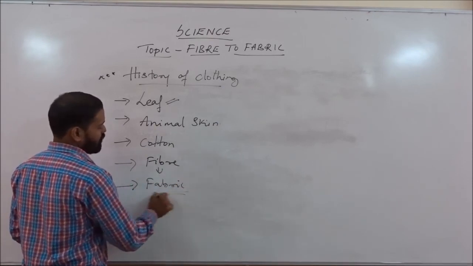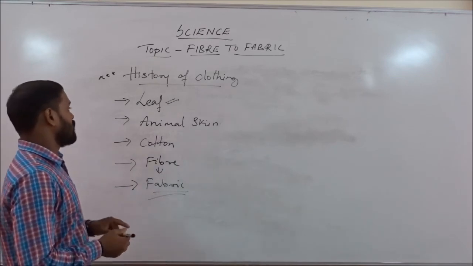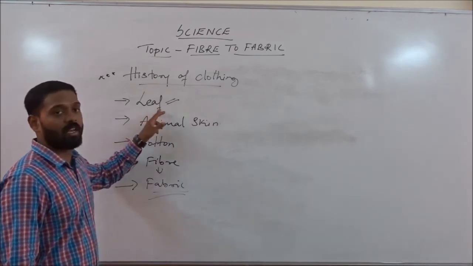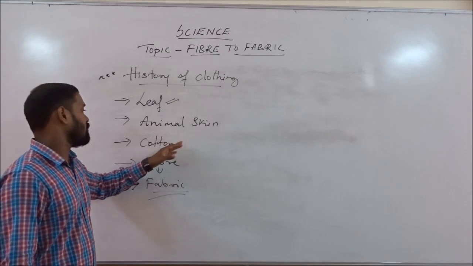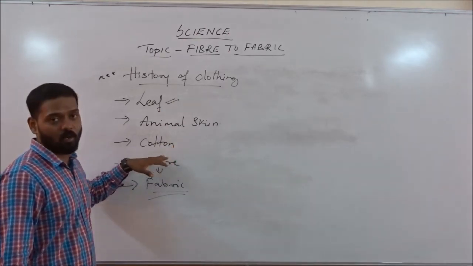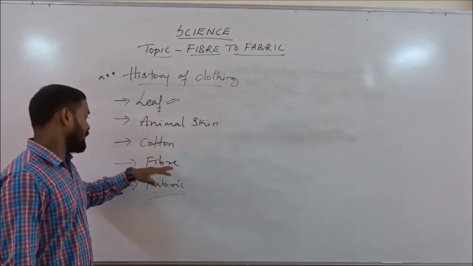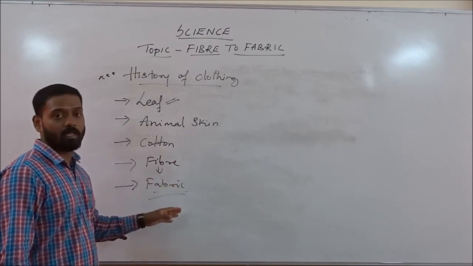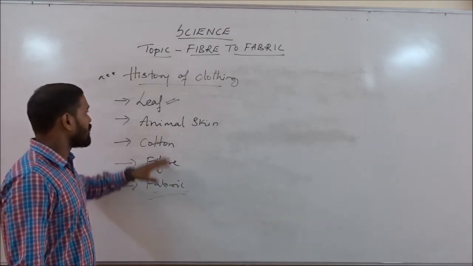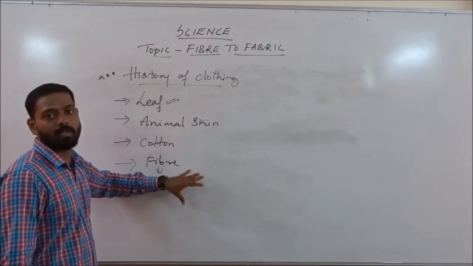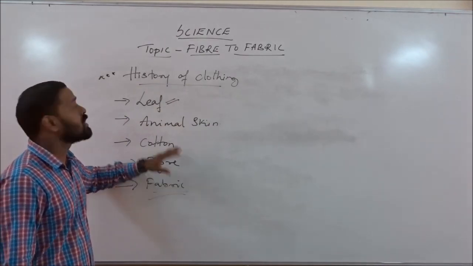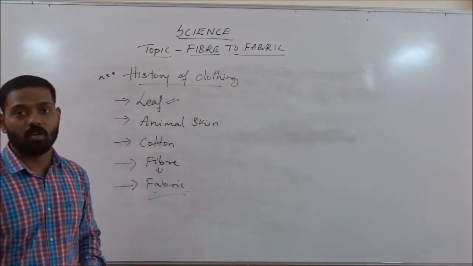So if you want to see the history of clothing, first they wore leaves, then animal skin, followed by direct cotton, and then they took out the fibers and started to make fabrics. That is how you can see the history of clothing materials. These are the ways of the history of clothing in human beings.